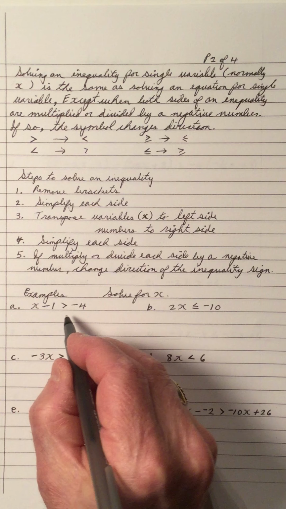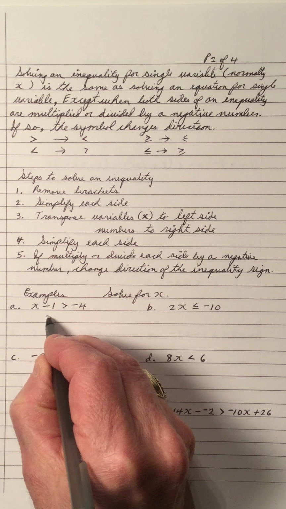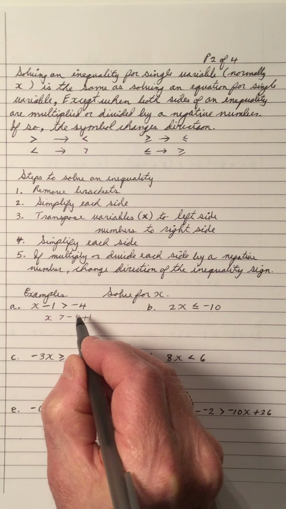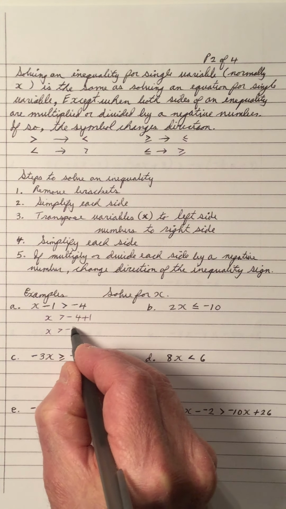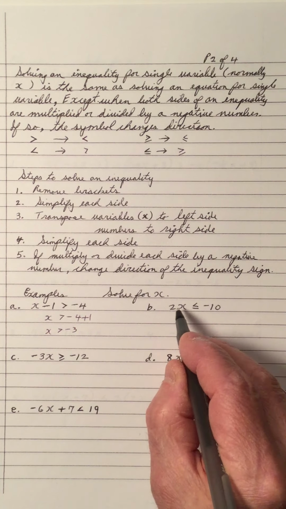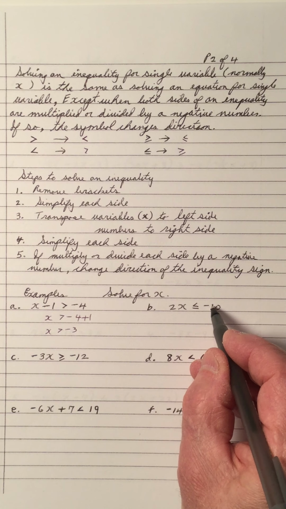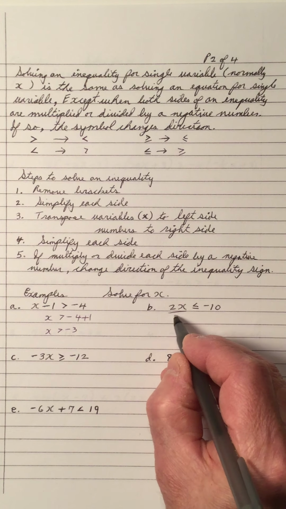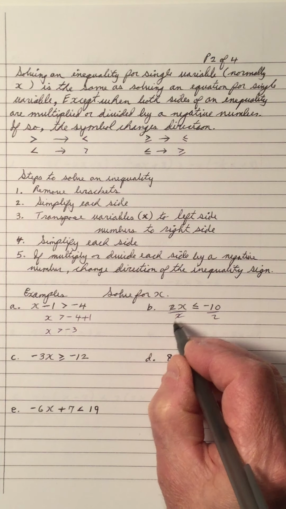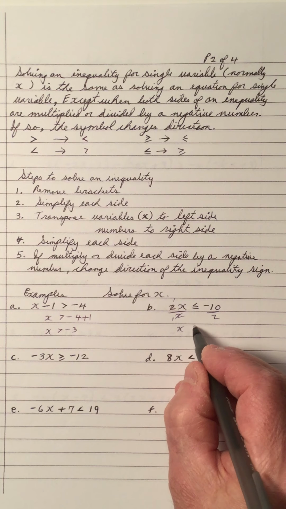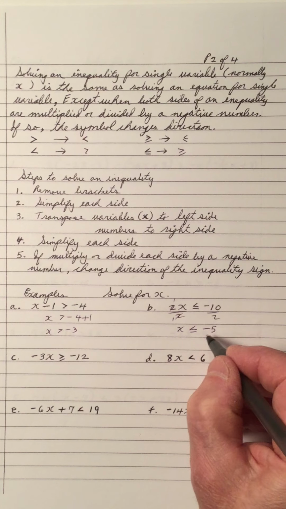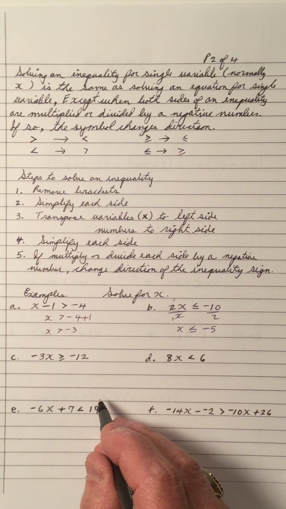Solve for x. X is already on the left side, let it stay. Move the minus 1 over to become a plus 1. And x is greater than negative 3. B, 2x. All the x's are on the left, all the numbers are on the right, so we just got to divide by 2. Divide by 2, they cancel out. They give me 1x, and less than or equal to negative 5. 10 divided by 2 is 5. Negative divided by positive is negative.